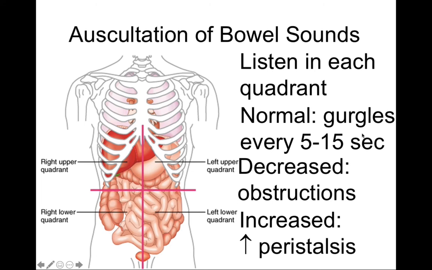Normally, when listening to the bowels, every 5 to 15 seconds, you'll be able to hear the gurgling of contents inside of the digestive system. In the event that these sounds happen more frequently than 5 to 15 seconds, that typically indicates that there's an increase in peristalsis. And on the other side, if the frequency of these sounds is decreased, that can often indicate that there's some type of obstruction preventing peristalsis, moving substances through our digestive system.